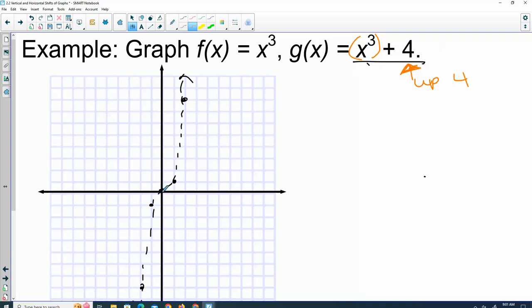So essentially I take these points that I put on my graph and I move each one of them up 4. So I take my 0, 0. Up 4. My 1, 1. Up 4. Negative 1, negative 1. Up 4. So we get the exact same thing shifted up. Does everyone understand how I got that?